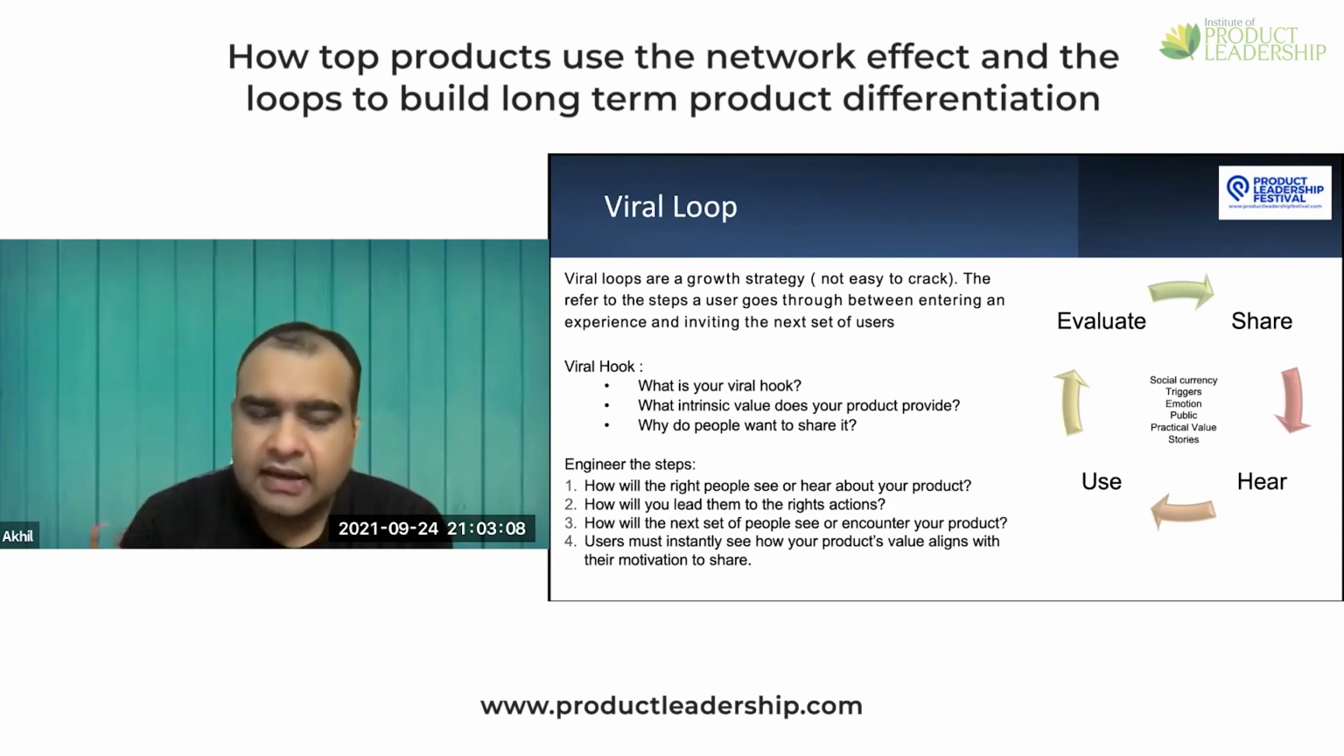Steps would be really to find the right people so that they see and hear about your product in the first place. That's really thinking about something like a top-down funnel if you look at a marketing funnel, but then creating a loop within that funnel itself. So when you plan for this strategy, you would again think about the same things. You would want to create an understanding of where the potential users would see or hear about your product. You need to think about how you will lead your users to the right actions again. How will the next set of people see or encounter your product from there? And users must instantly see the product's value and align with the motivation to share.